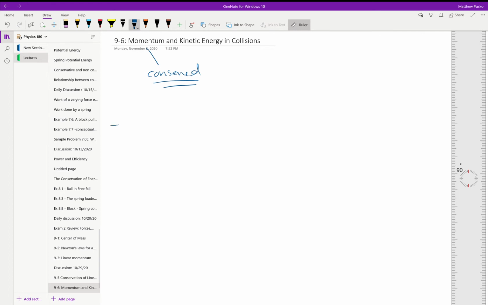So we have what's called elastic collisions. Go ahead and think of a bouncy ball or something, right? Something that's purely elastic loses no energy. So if it is purely elastic, it loses no energy.